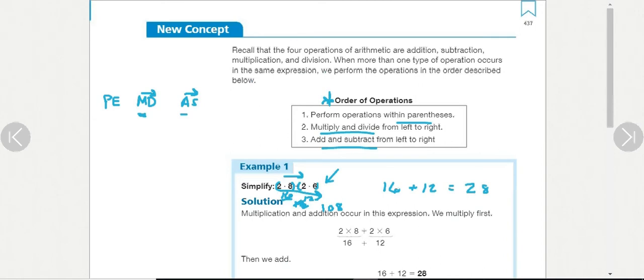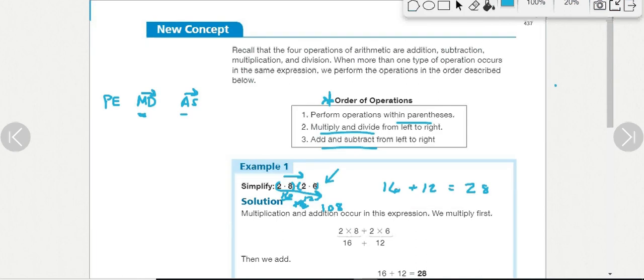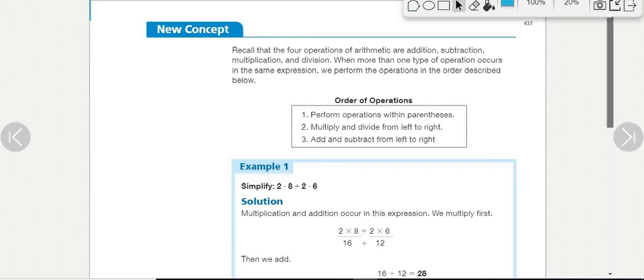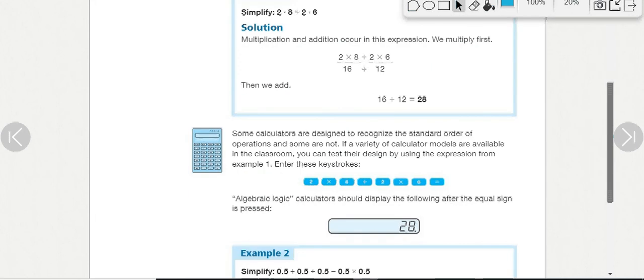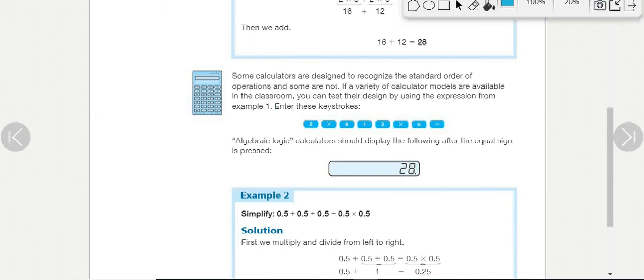You can actually check on your calculator if your calculator can do this, which would be very convenient. I'm guessing a lot of your lower level calculators don't, but to test, you can type in the problem we just did. Type in 2, multiply 8, plus 2, multiply 6, hit the equals, and it should come out 28. If it doesn't, and it's like the 108 or whatever, it does not have algebraic logic, is what we call it.